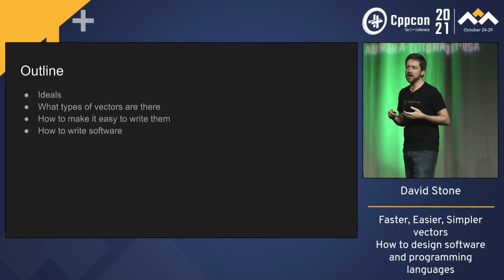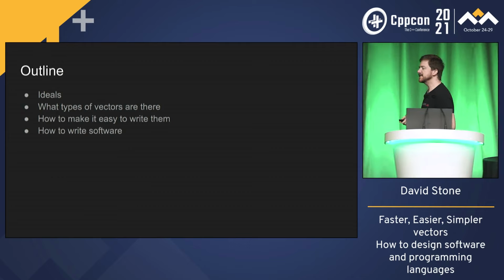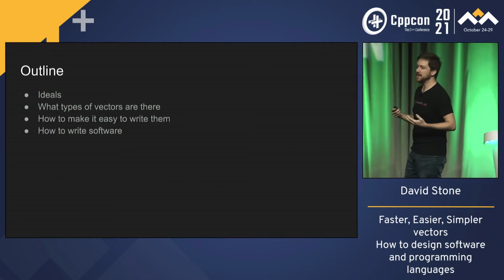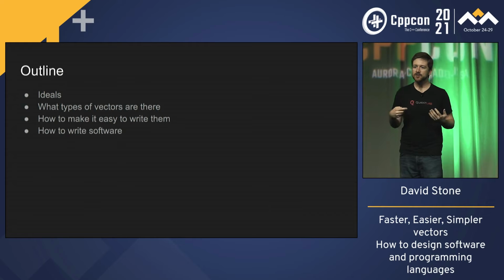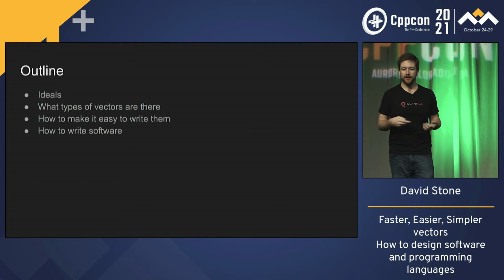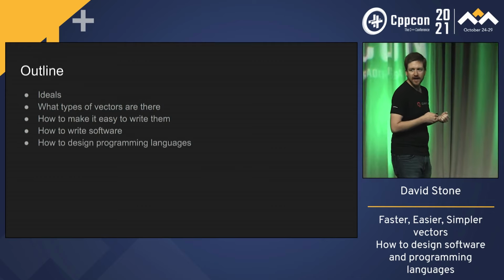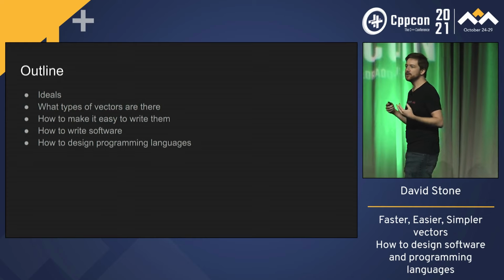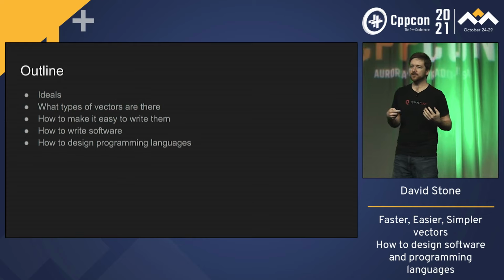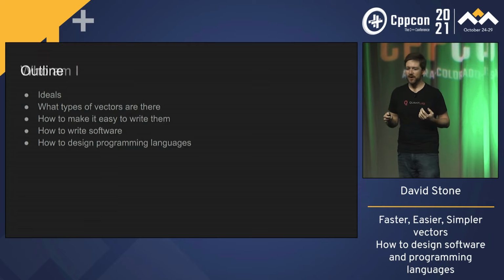And then from here, we'll go into how to write software in general. What lessons can we learn from all these different types of vectors, all these different types of algorithms on vectors, to do a better job of writing our code? And then from there, how to design programming languages. What can we take to empower our users to let them do the things that they need to do to write efficient, understandable, maintainable software?